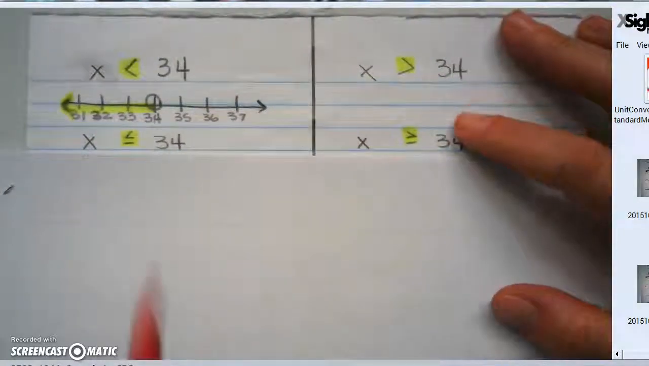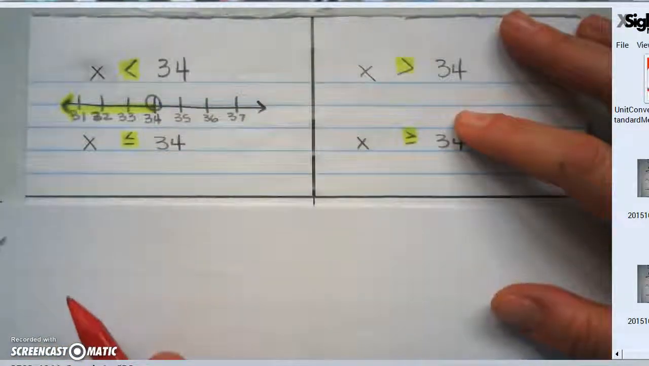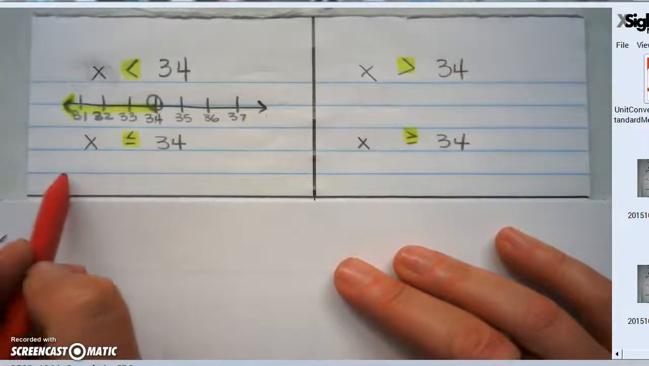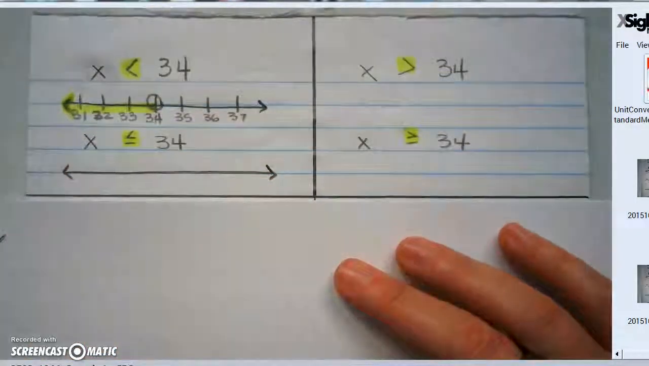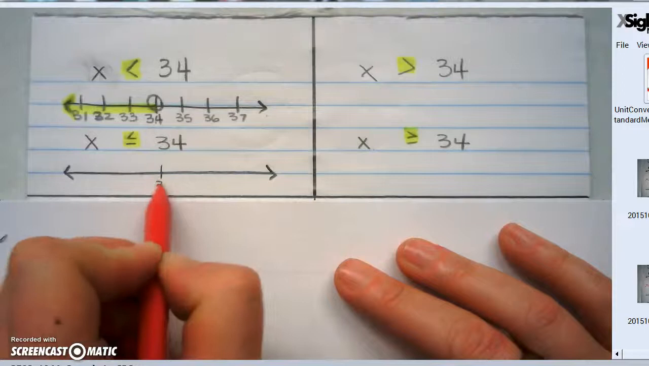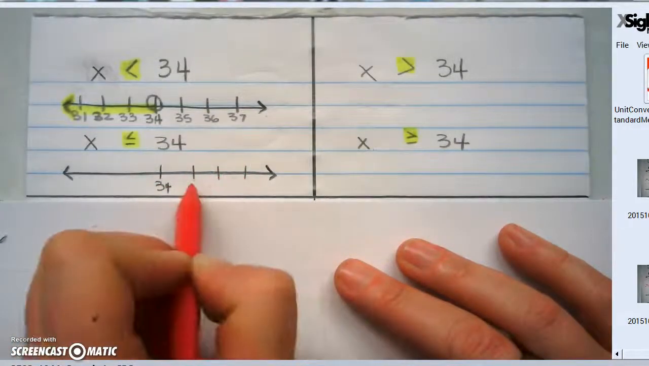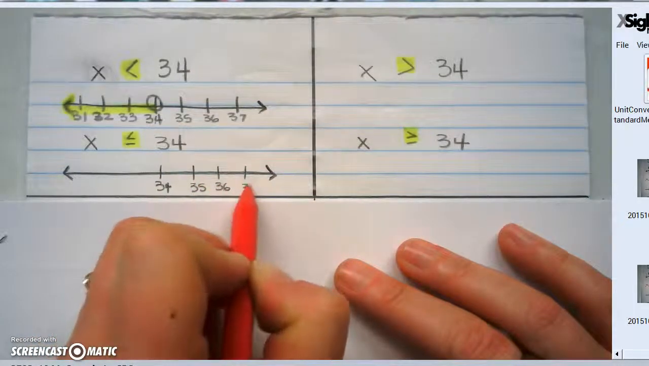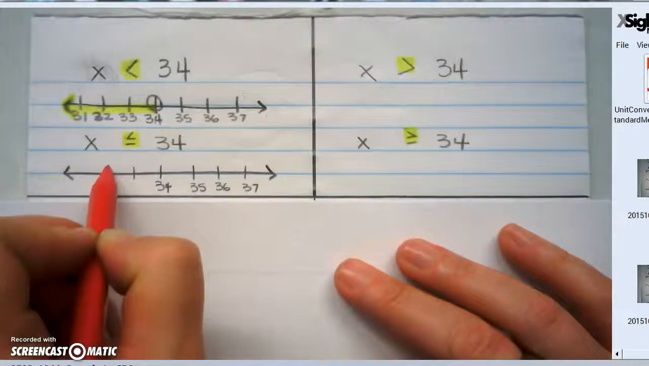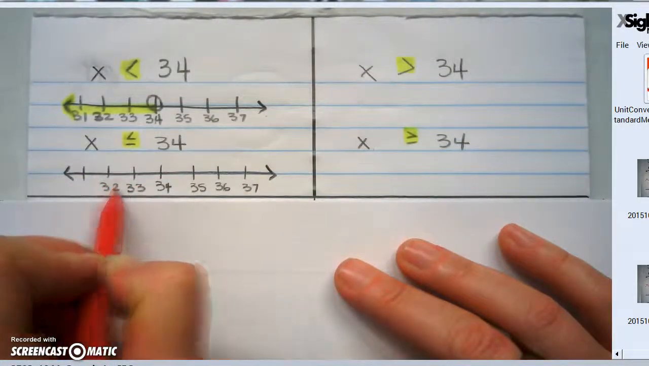Let's take a look at this next inequality of x being less than or equal to 34. Now again, if we are going to show that inequality on a number line, we're just going to start by drawing a number line. We'll put our 34 in the middle. We'll go up a couple of numbers to 35, 36, and 37. And then we'll go down a few numbers, 33, 32, and 31.